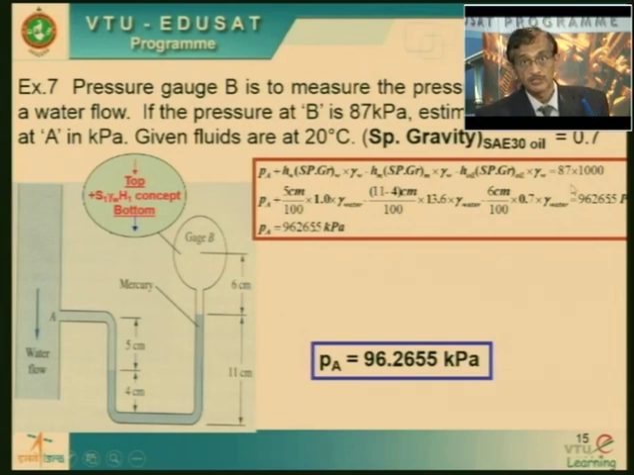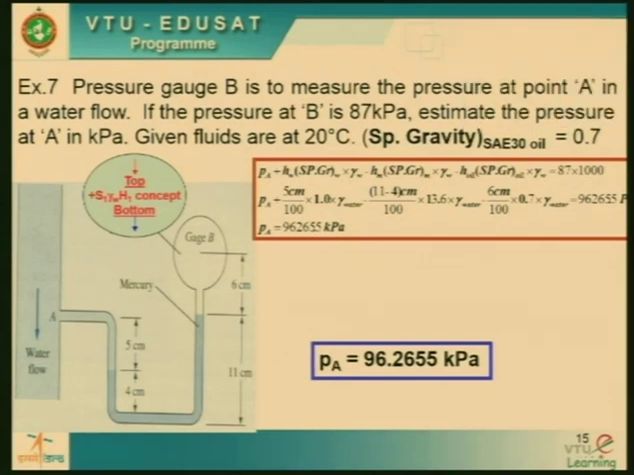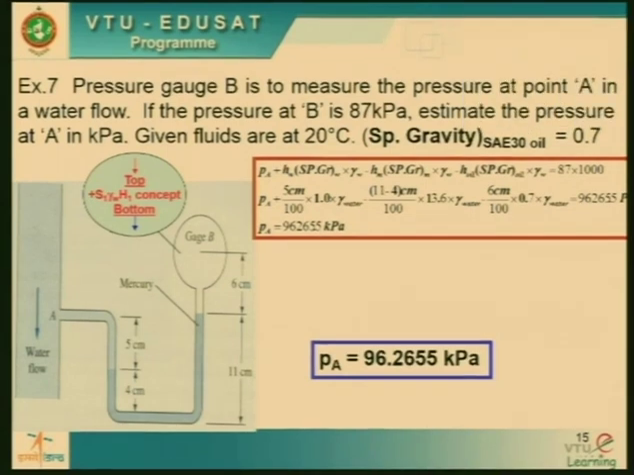The value is 87 into 1000. So if you solve that you get a value of 96.2655 kilopascal. Whatever value has come, I have divided by 1000. So this question also gives you a nice representation of how we apply the S1H1 minus S2H2 concept to calculate the pressure.